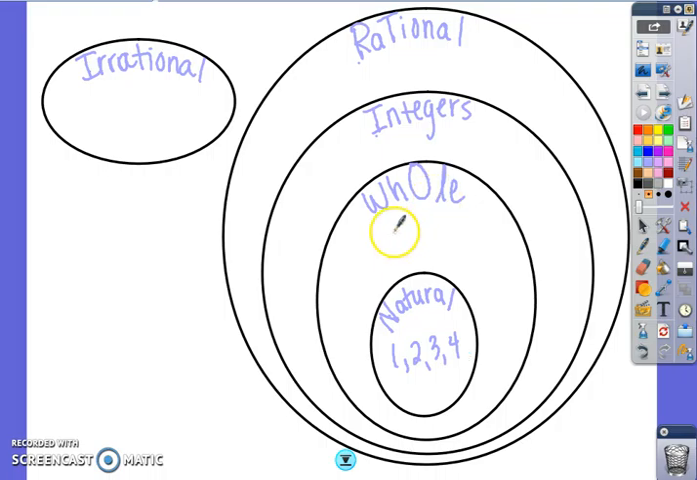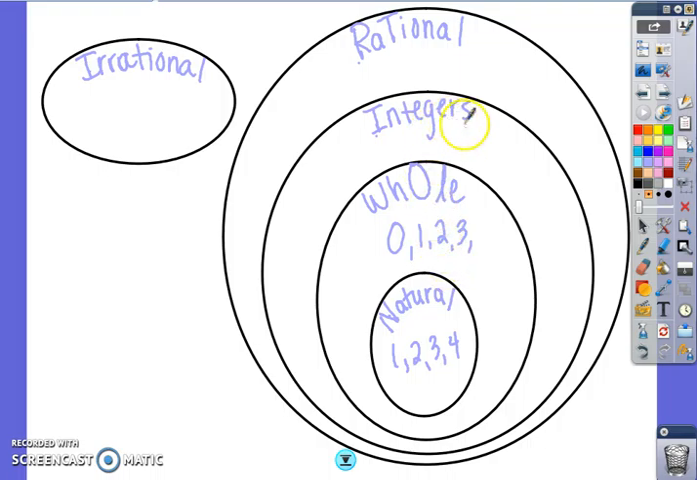Okay. Whole numbers would be all the natural numbers still, because this whole circle is still in whole numbers. So 1, 2, 3, but there's one extra number included. It would be that 0 is also included. So 0, 1, 2, 3, 4, 5, 100, whatever.